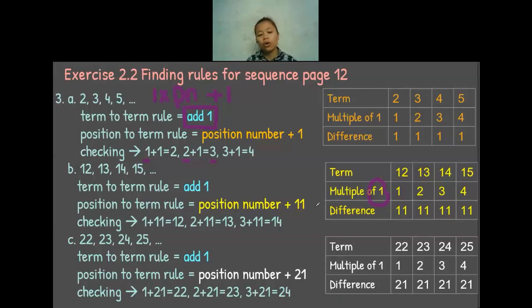That is also correct. And then for the checking, we replace the position number with 1 until 3. Why 1 until 3? Because we have to check if the rule is working for the first three terms. So we replace the position number with 1, and we check it equals 12. Okay, correct. When we replace n with 2, it equals 13. Correct. When n is 3, I will have 14. So it is also correct. It means our position to term rule is correct.